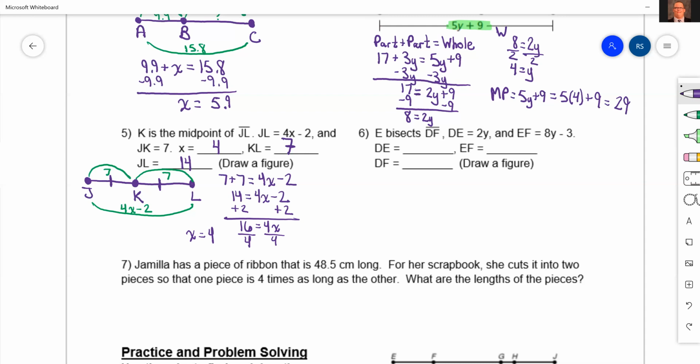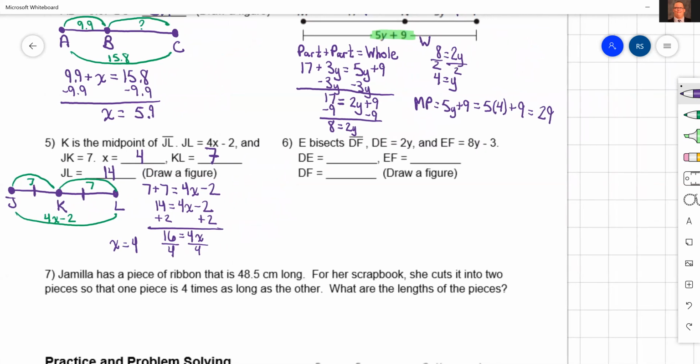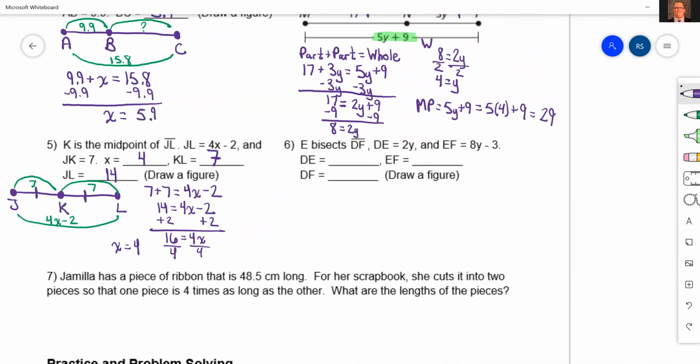Okay, moving right along. Number 6, it says E bisects DF. So I'm going to stop there, draw DF. E is exactly in the middle. From D to E, it's 2y. Oh, wait, I didn't do the bisect part. Yep, they're equal. Gotta be equal.